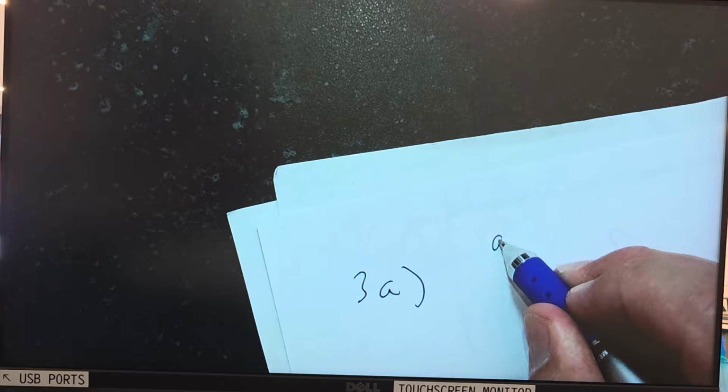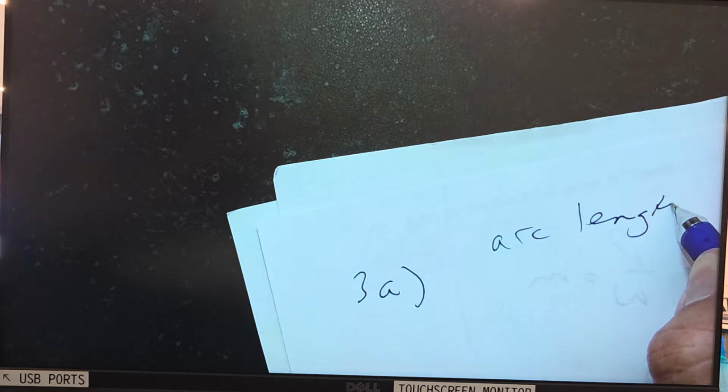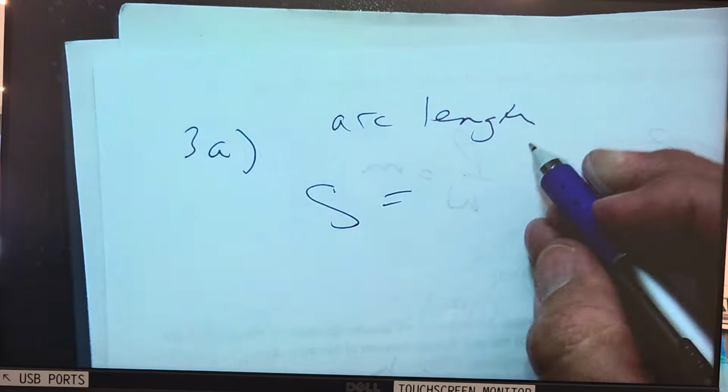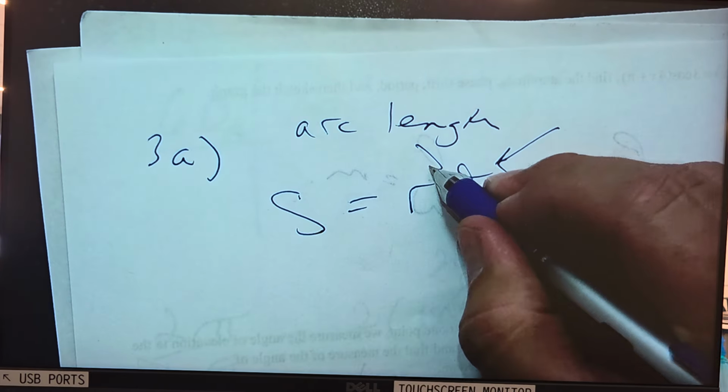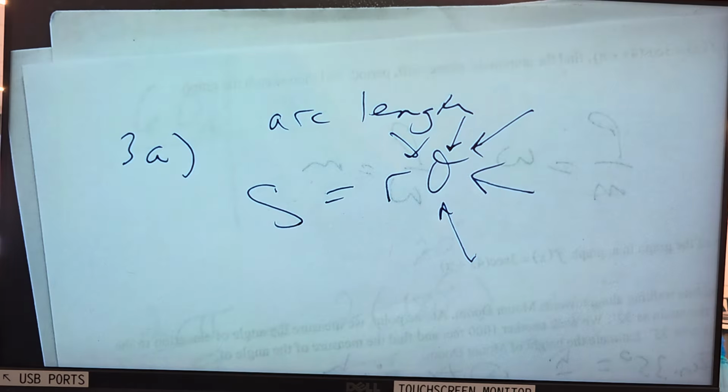S equals R theta. What is really important? It has to be radians. Yes. Whenever an angle is in the wild, meaning not in a trig cage, that angle is not inside of a trig function, it has to be in radians because that's the only angle measure that makes physical sense.